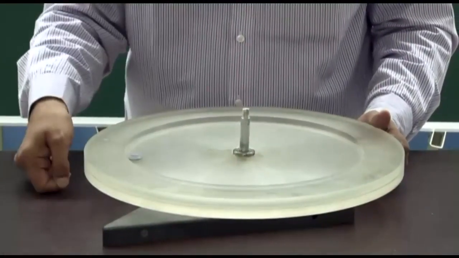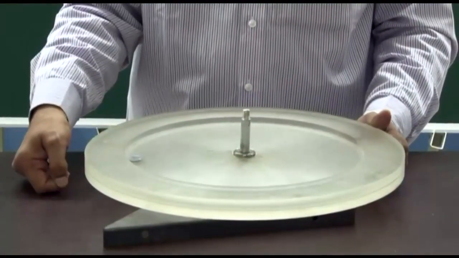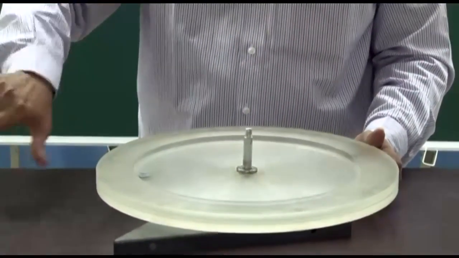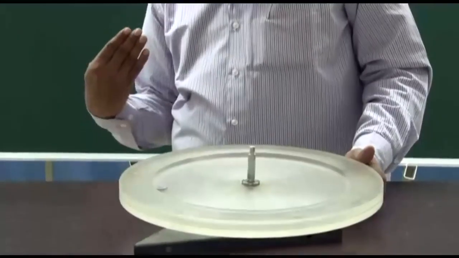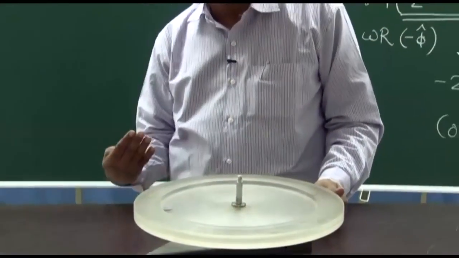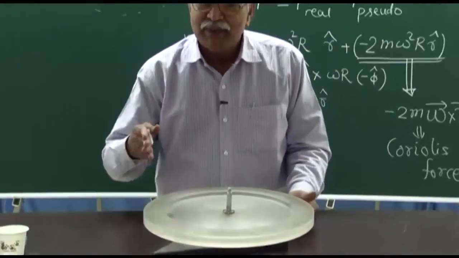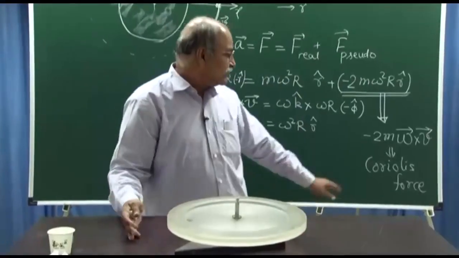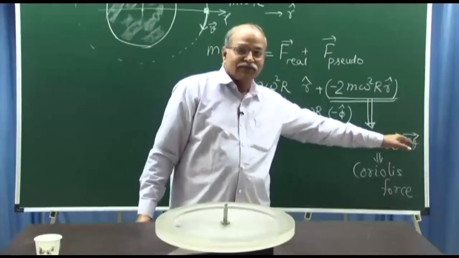So, velocity is in radial direction, and omega is in vertically downward direction. So, what is omega cross V? Omega cross V is in this direction towards me, and therefore minus of omega cross V will be in this direction. That is the direction of Coriolis force, minus 2m omega cross V.